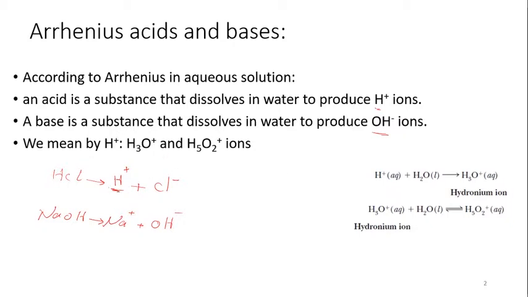By the hydrogen ion, we mean either the hydronium ion, H3O plus, because a hydrogen ion is actually a very small ion. Once it comes into water, it just combines with water, producing the hydronium ion, or one hydronium ion combines with another water molecule to produce H5O2 plus.